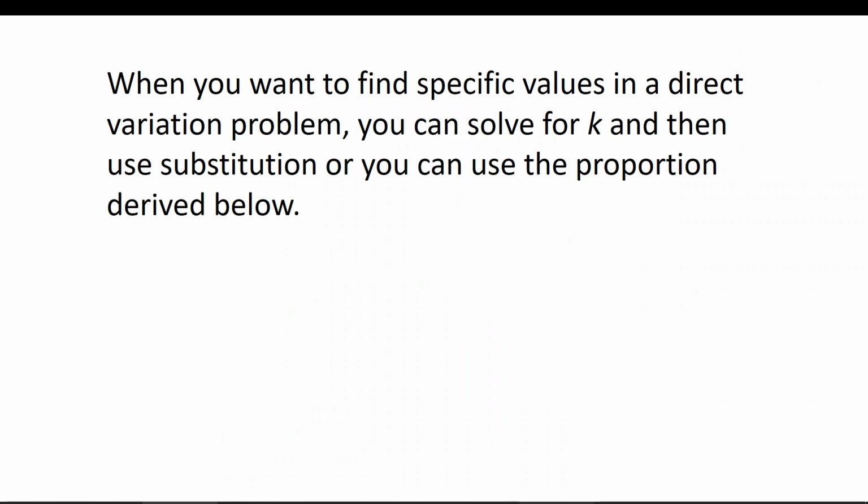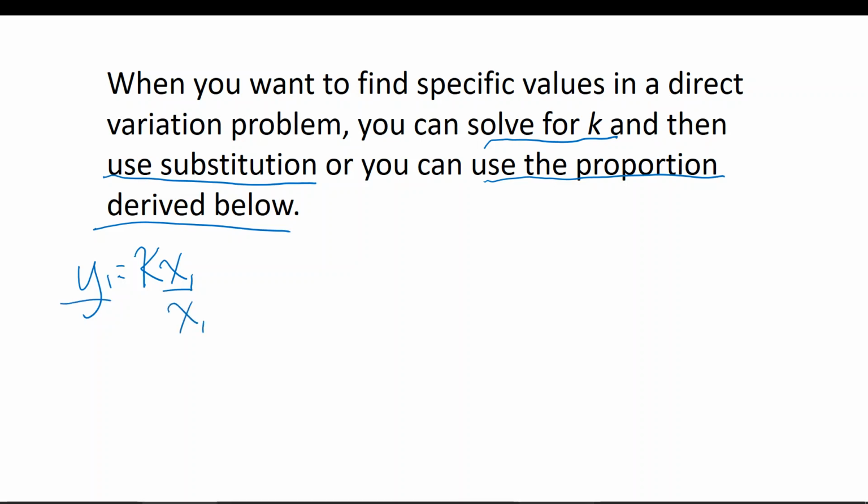When you want to find specific values in a direct variation problem, you can solve for k and then use substitution, or you can use this proportion derived that we're getting ready to see right now. So if we have y1 equals k times x1, we could rewrite that and solve for k by dividing both sides by x1. So we can say that k equals y1 over x1.